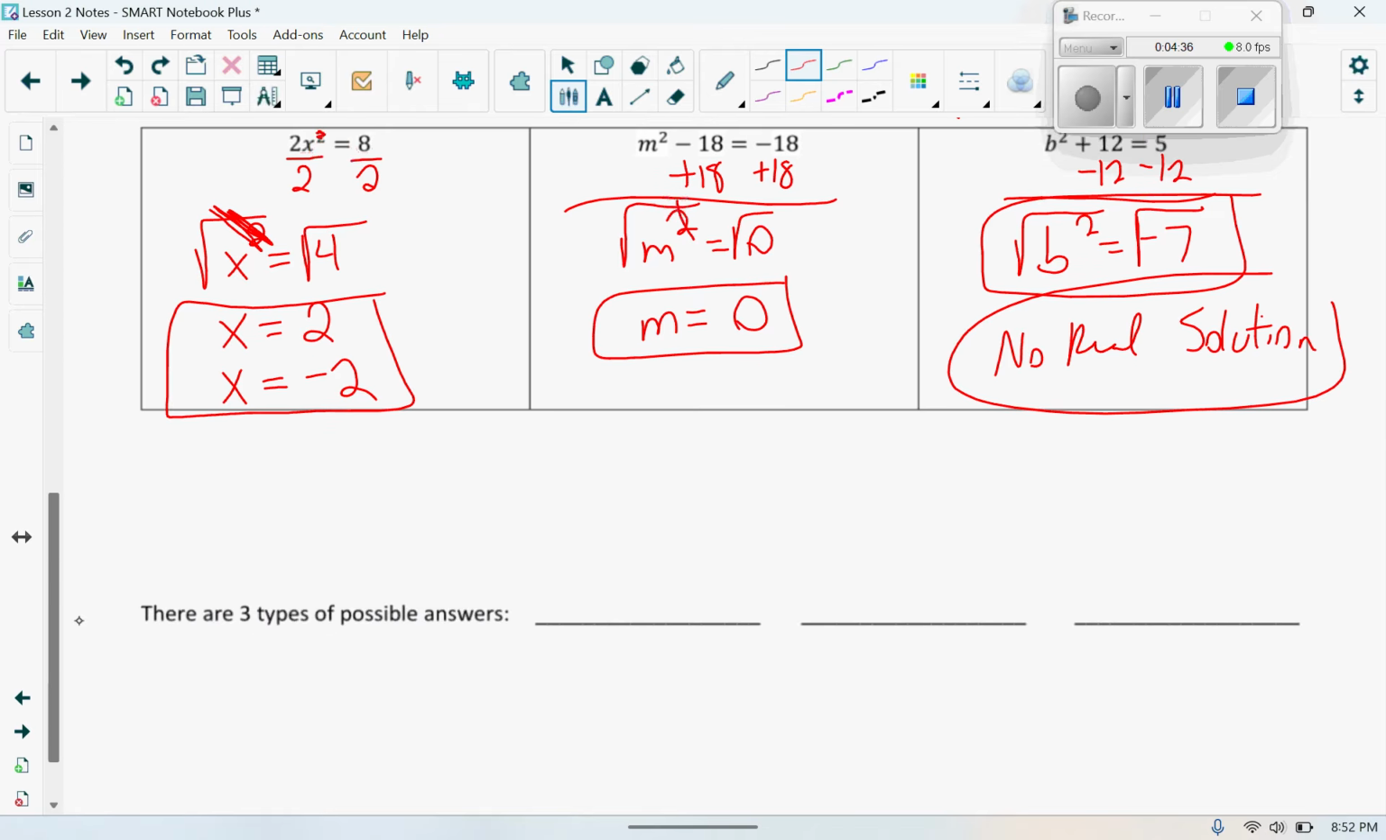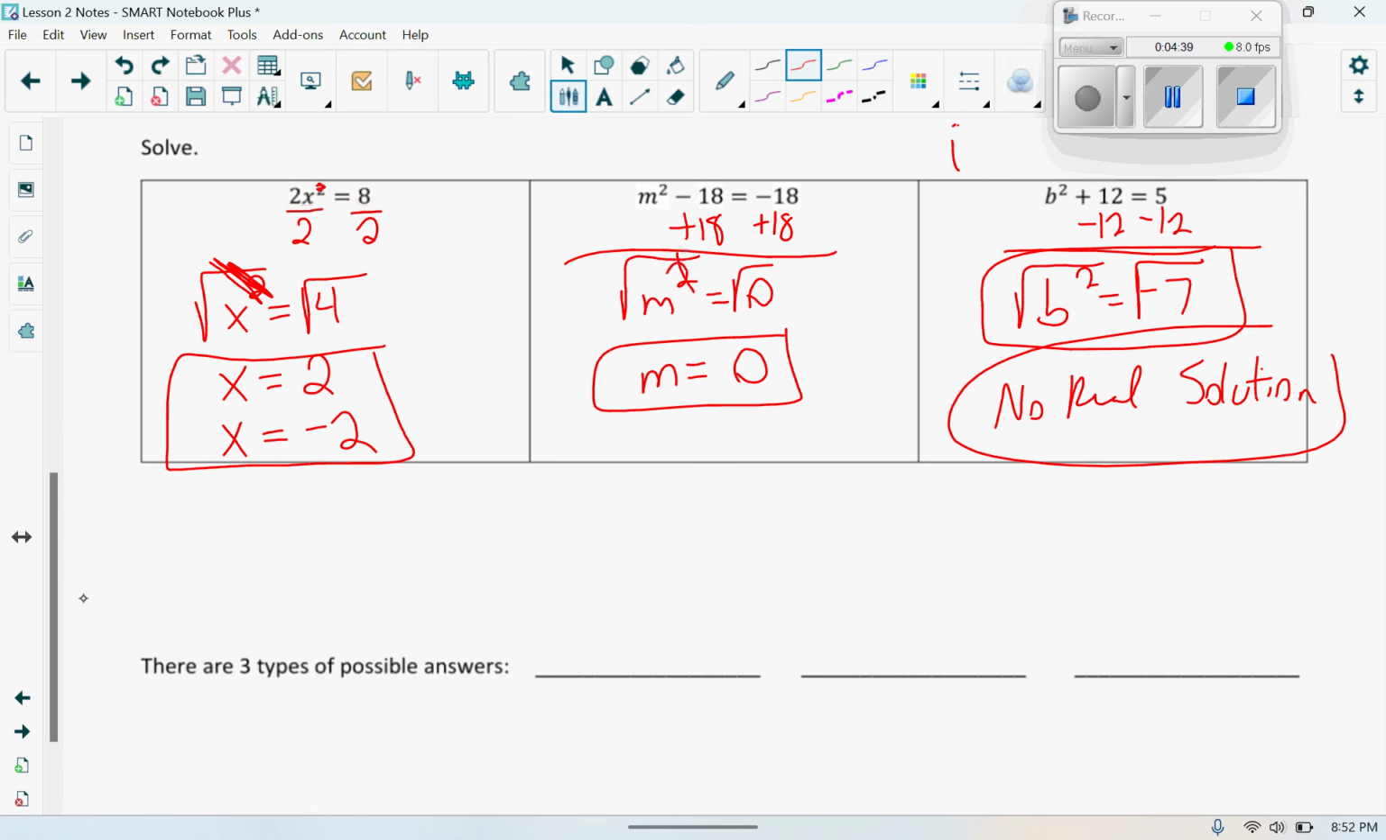So if you'll notice, there's only 3 types of possible answers, and I've shown you all 3. So the first one is going to be 2 answers or 2 solutions.